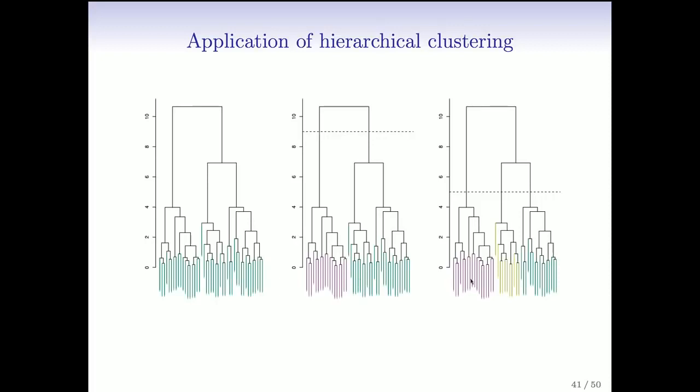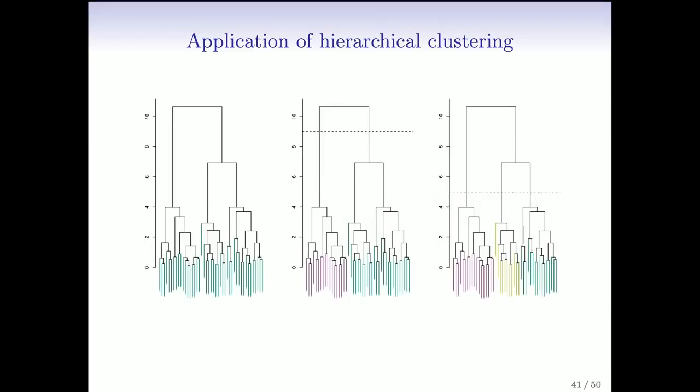And then finally here, I've chosen a different cutting height, around 5. It forms three clusters: the purple, the gold, and the green. And you see the original three classes, which I colored, actually coincide with these three clusters. So the point is that by doing the hierarchical clustering and cutting the tree off at an appropriate height, we recover exactly the three classes we started with.